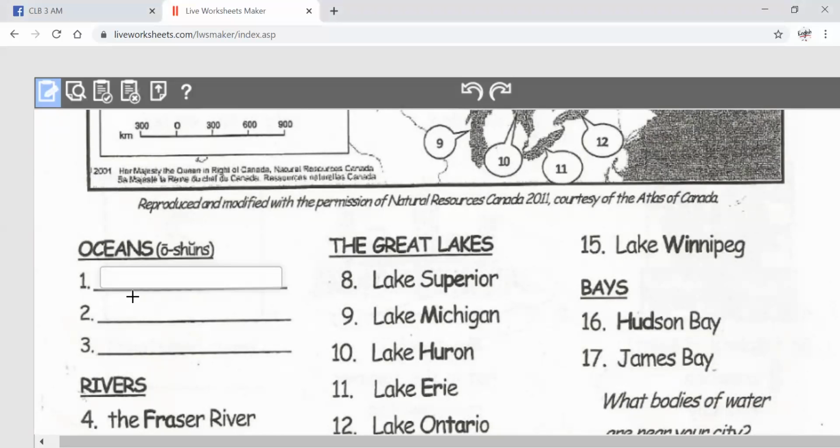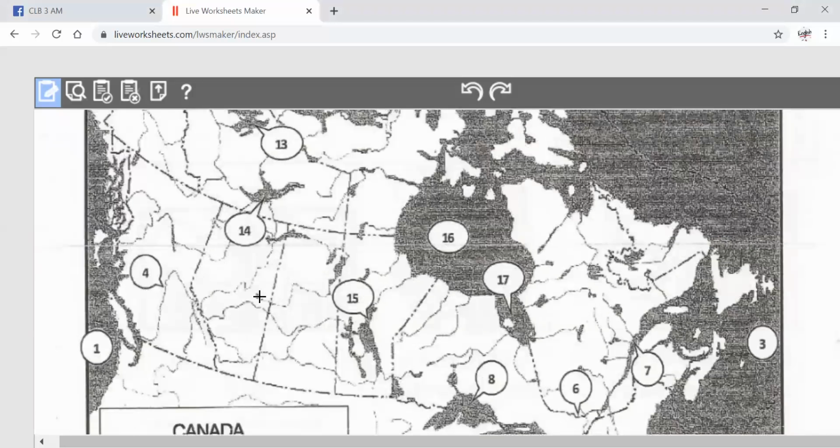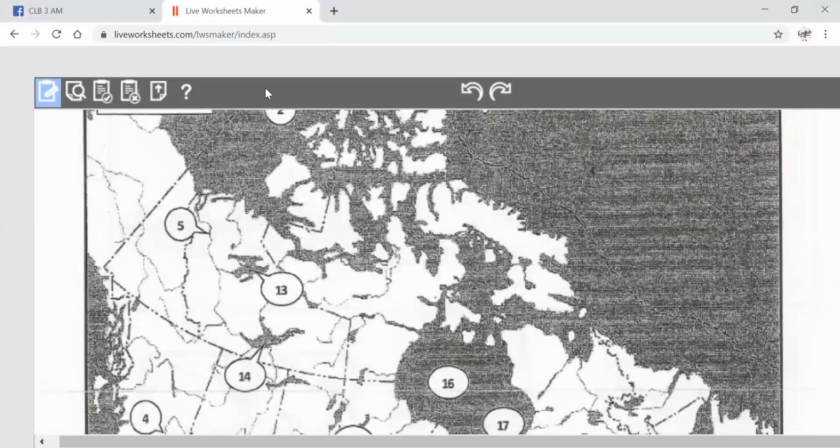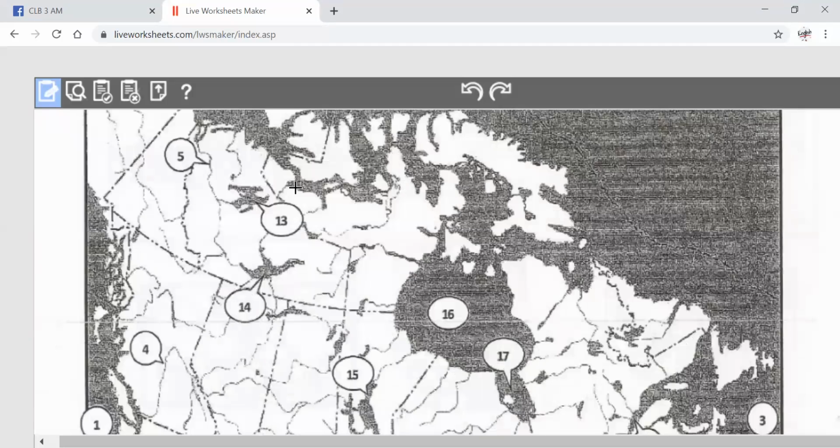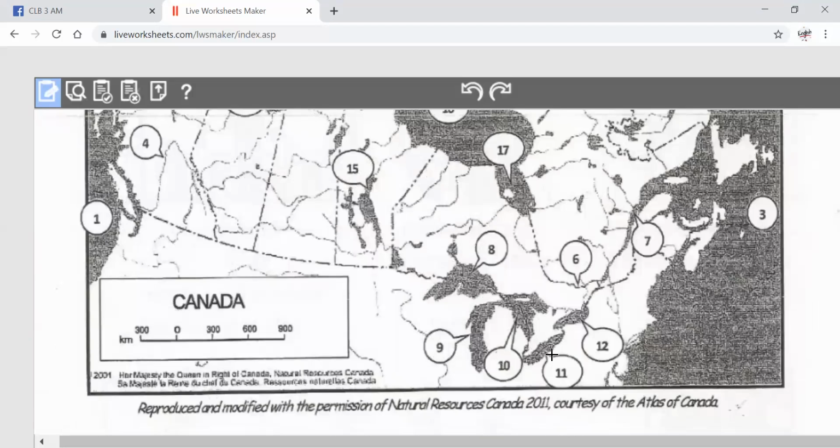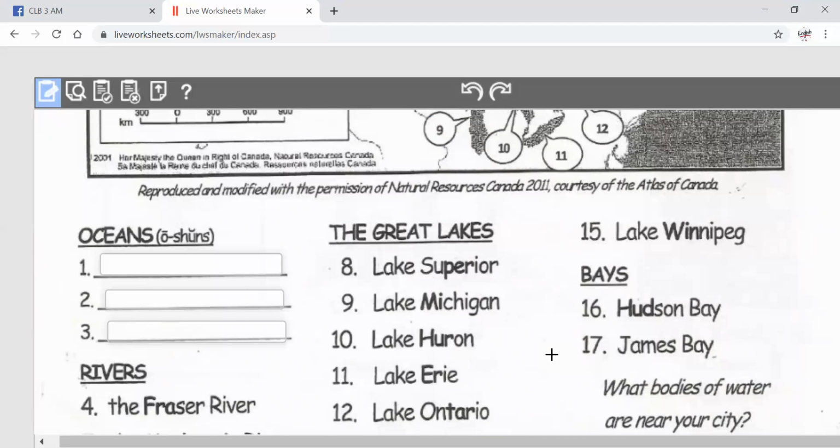We have 3 oceans, 1, 2, and 3. So these 3 oceans, I would like you to write their names here. I know they're not mentioned, but you should know what the names are already. Remember, we did this before. So there are 3 big oceans in Canada.